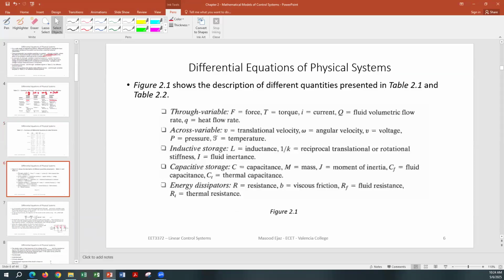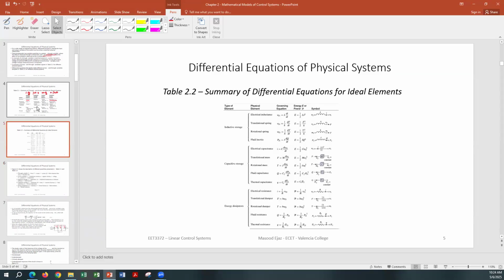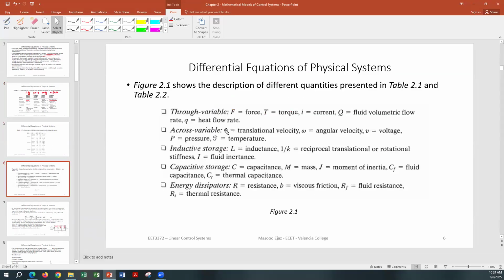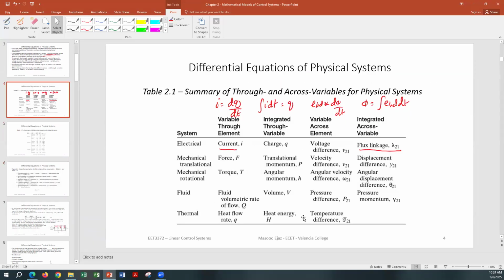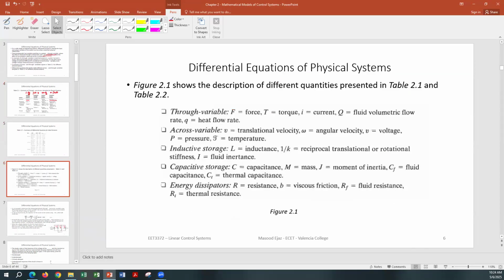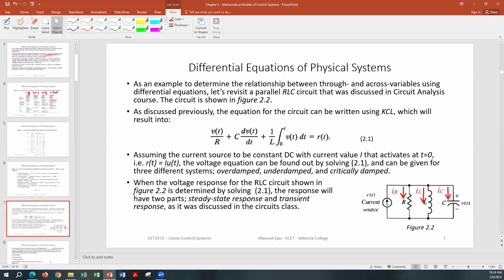Differential equation of physical systems, and again showing you the different quantities presented in this Table 2.1. You have the through variable: force, torque, current, and all those things. We already saw these over here, so no need to go over this slide. Differential equation of physical systems: how to represent the differential equation of physical systems.